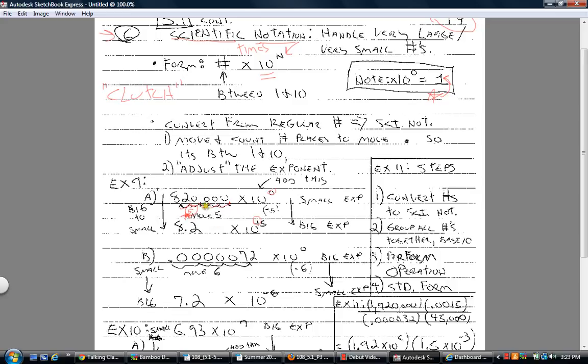Okay, now here's the deal. Work your clutch. On the left side is your clutch. Look at the number. You went from a big number, I'm looking at 820,000, I shrunk it down to 8.2. Went from a big number to a small number. That is working the clutch, pushing it in. Now you went from big to small.